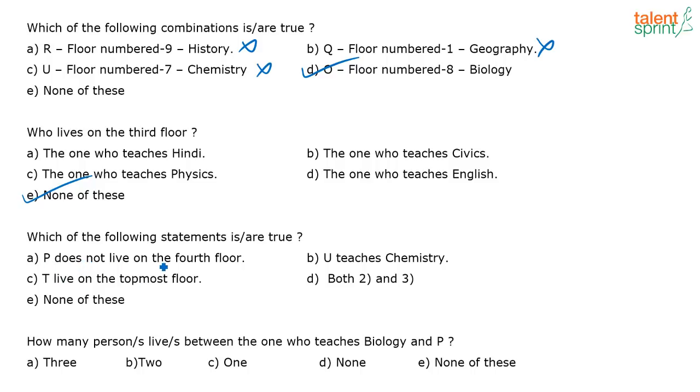P does not live on the fourth floor. No, that's not true, correct? P lives on the fourth floor. T lives on the topmost floor. Yes, that is true. U teaches chemistry. That's also true. So they are asking which of these statements are true. Yes, statements 2 and 3, that is B and C, are true. So the correct answer is option D. Option D is the correct answer.